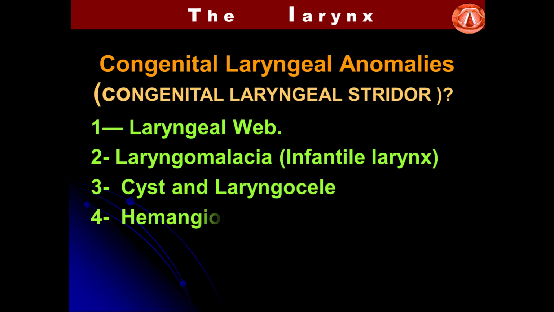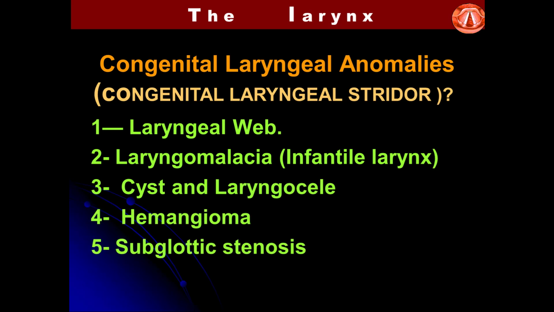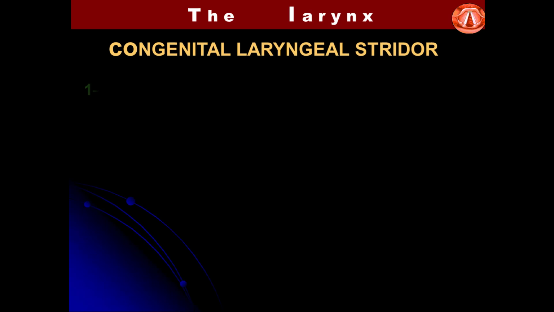For simplifying the classification, we have divided this into glottic, supraglottic, and subglottic anomalies. For the glottic anomalies, we have considered a laryngeal web and the cord paralysis, and we will discuss laryngeal web in detail. For supraglottic anomalies, we have considered laryngomalacia, cysts, and laryngoceles, and we will discuss laryngomalacia in detail. For subglottic anomalies, we have hemangioma, subglottic stenosis, and posterior cleft, and we will discuss hemangioma and subglottic stenosis in some detail.